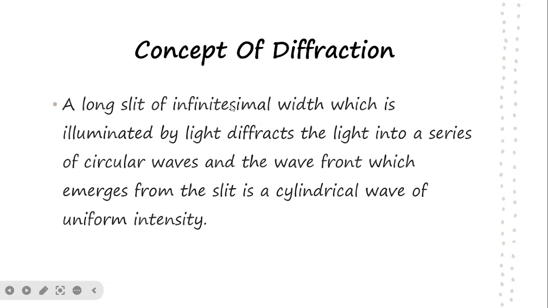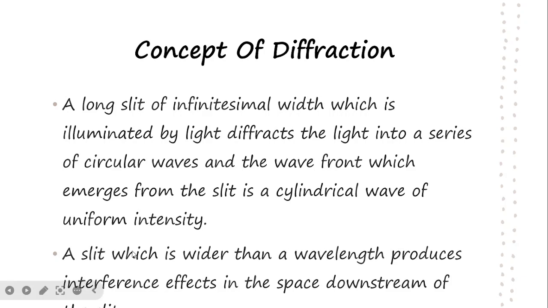A long slit of infinitesimal width which is illuminated by light diffracts the light into a series of circular waves, and the wavefront which emerges from the slit is a cylindrical wave of uniform intensity. So the long slit, which is illuminated by light, diffracts the light into a series of circular waves. The wavefront which emerges from the slit is a cylindrical wave of uniform intensity.